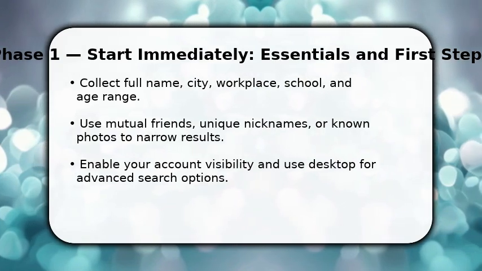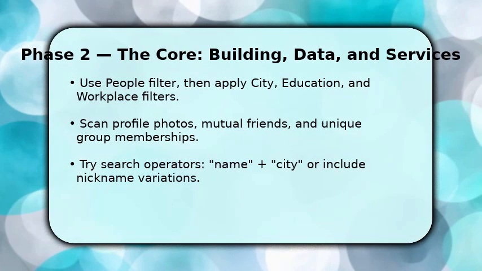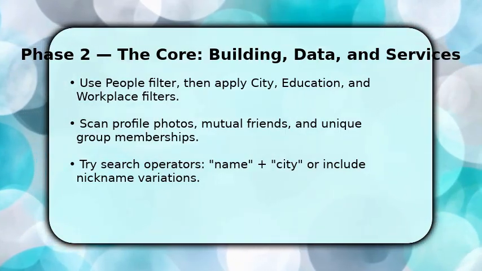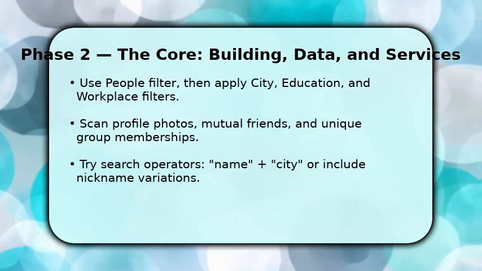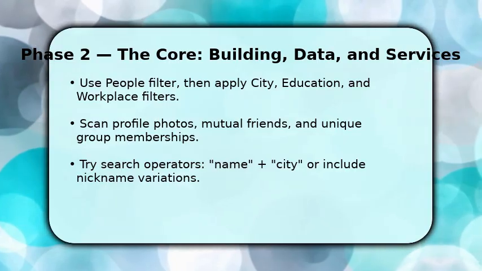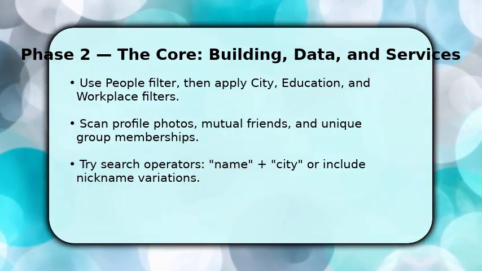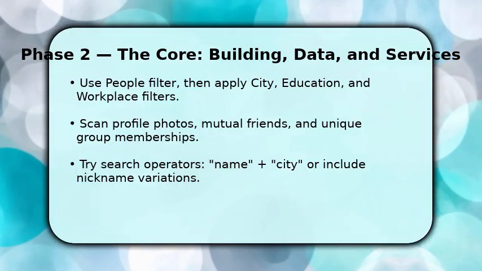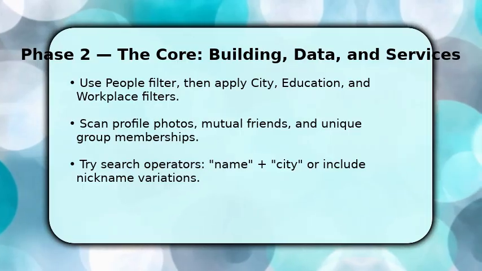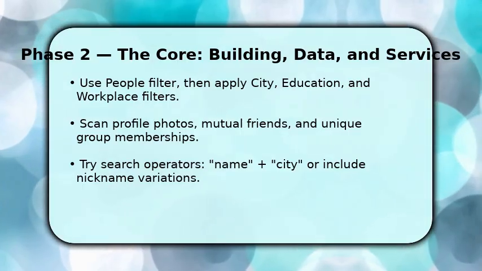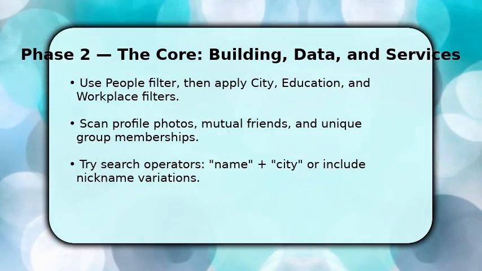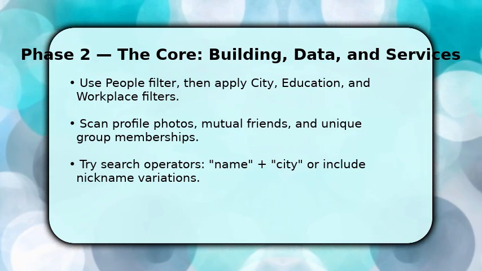Once you have initial matches, refine aggressively. Select the People tab, then apply city, education, and workplace filters to trim results. Scan profile photos and mutual friends for visual confirmation. Mutuals are a strong signal. Also check groups and pages for shared memberships. Those often reveal the same person. If you don't see enough, try search operators by combining the name with a city or nickname. This layering of clues separates identical names and pinpoints the exact profile.